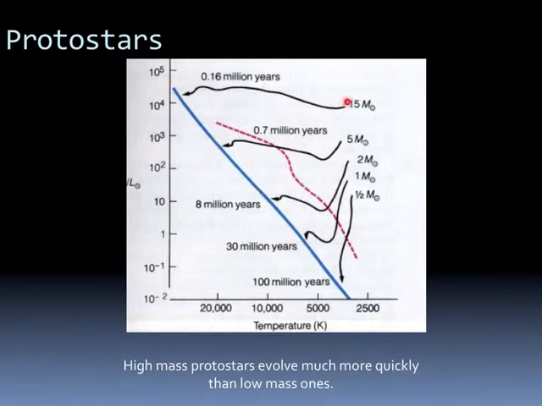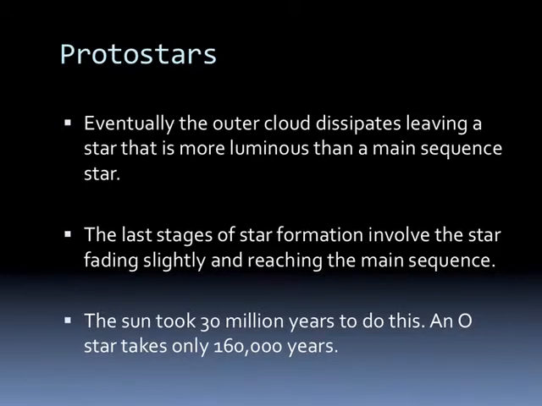So a 15 solar mass star might only take 160,000 years to go through the protostar stage. A 1 solar mass star, like our Sun, took 30 million years for this collapsing gas cloud to form a star, where a half solar mass might take up to 100 million years to collapse down to become a star. Eventually, the outer cloud dissipates, leaving a star that's more luminous than a main sequence star. The last stages of star formation involve the star fading slightly and reaching the main sequence. The Sun took 30 million years to do this, and an O-star takes only 160,000 years.